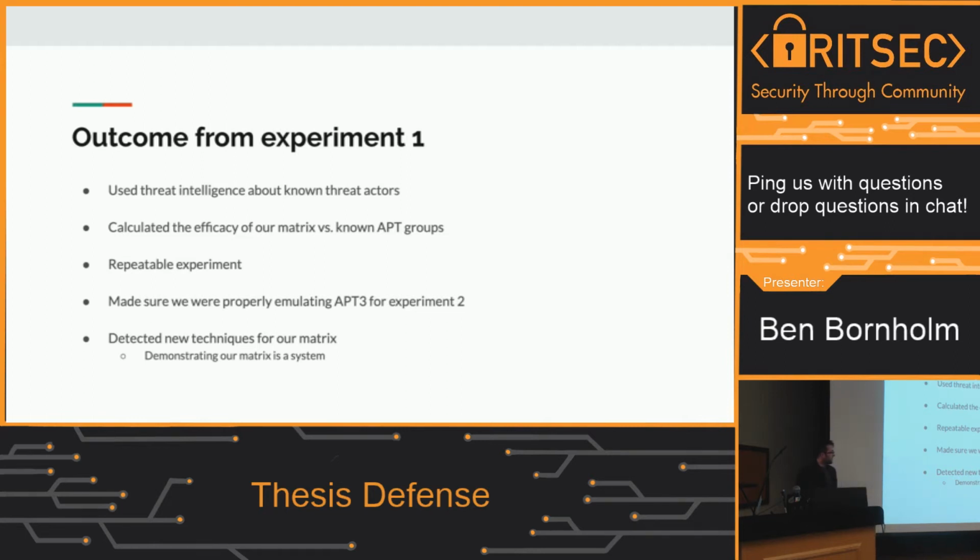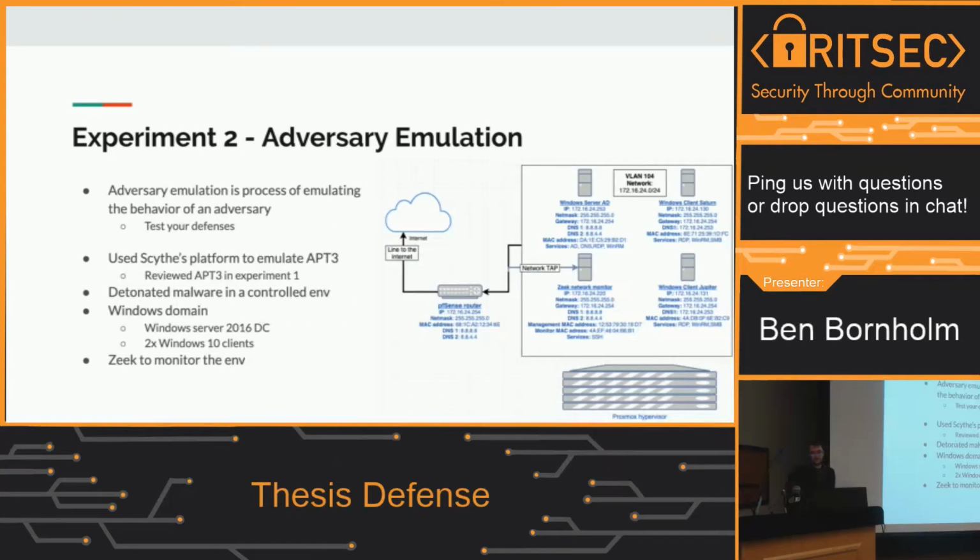And also, as a final thing, we also detected new techniques for our matrix. So as we were doing these APT reports, we actually discovered that there were some techniques being used by these 4 groups that we didn't actually have on our matrix, which actually shows that our matrix is a living system. So that means that we can constantly be adding and updating our matrix, right, to reflect how attackers evolve over time. So experiment 2, adversary emulation.